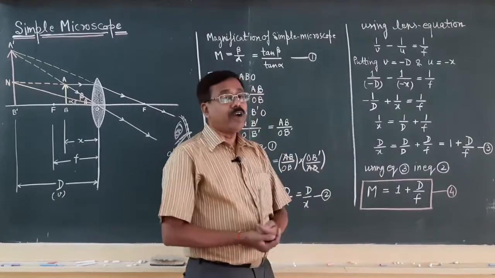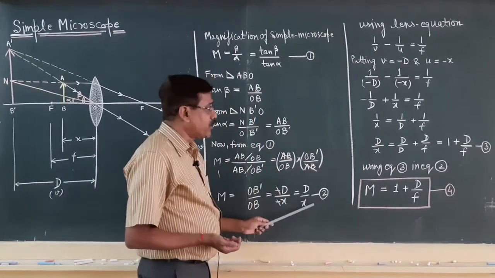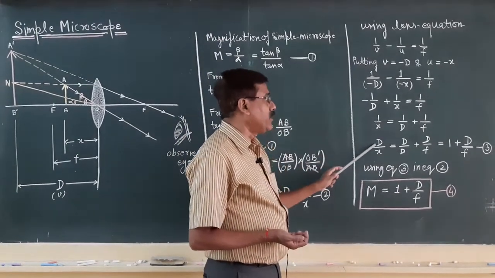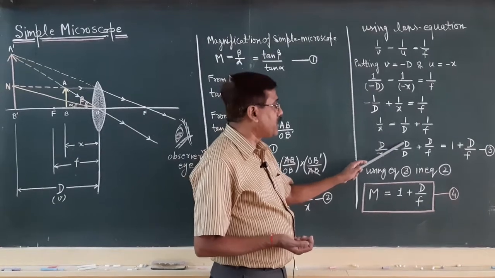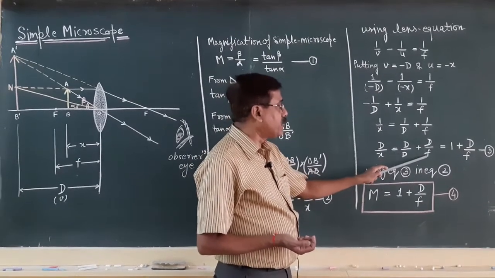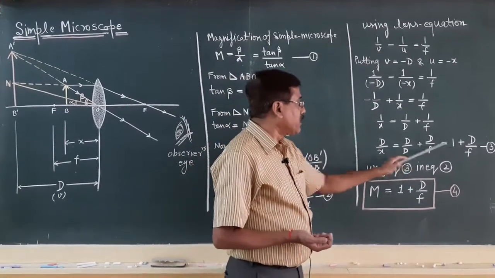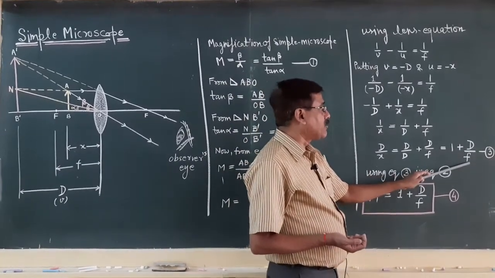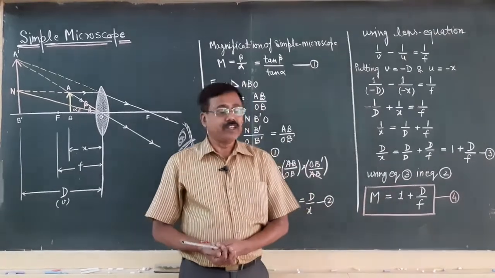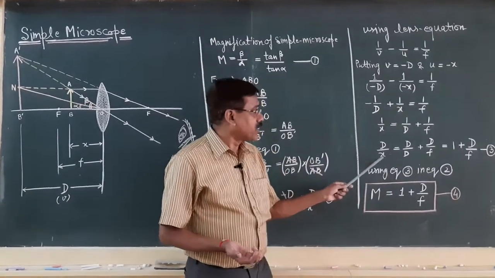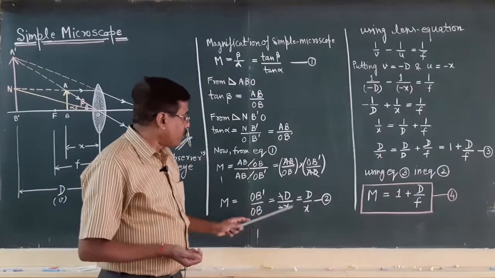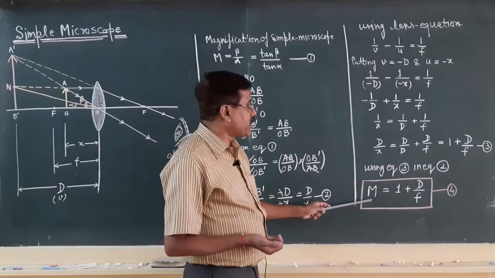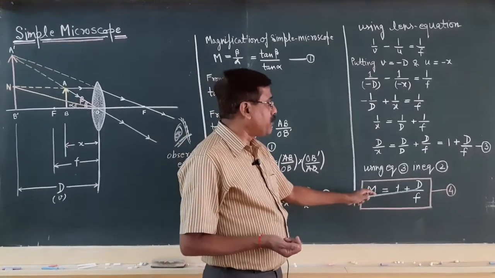We need the value of D by x for equation number 2. So, we will multiply both sides by capital D. So, D by x is equal to D by D plus D by f. D by D means 1. It means D by x is equal to 1 plus D by f. Let this be equation number 3. So, the value of D by x from equation 3 we will put in equation number 2. When you put it, we have the magnification expression: 1 plus D by f.